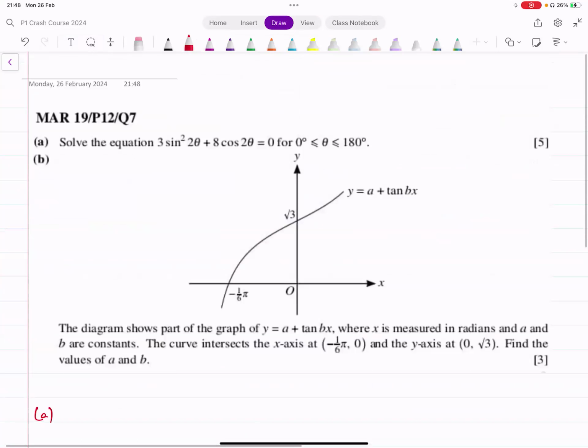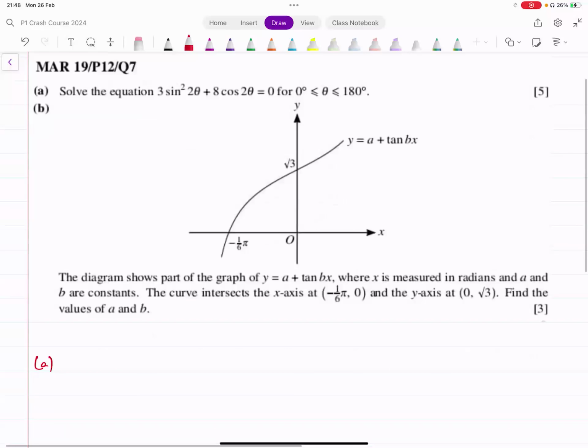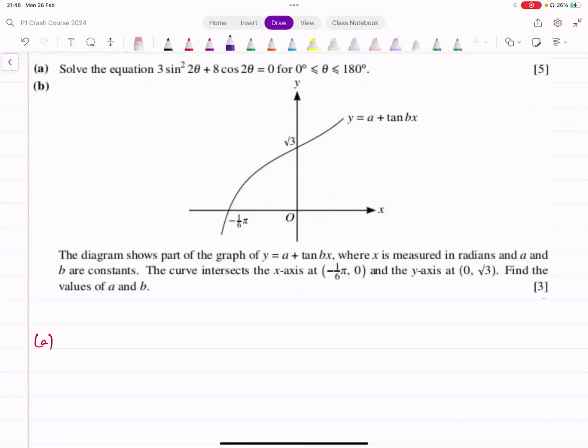Okay, so the first part says, solve this equation 3 sine square 2 theta plus 8 cos 2 theta equal to 0 for theta between 0 and 180 degrees. 3 sine square 2 theta plus 8 cos 2 theta, that equals 0. And theta is between 0 degrees and 180 degrees.